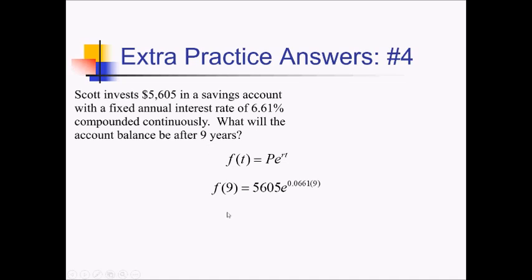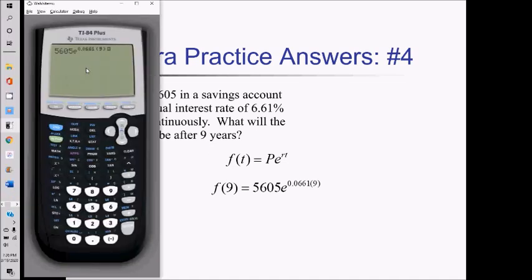Let's plug all that in the calculator. Plugging all that in, doing second ln to get my e to a power here, this all comes out to $10,161.02.